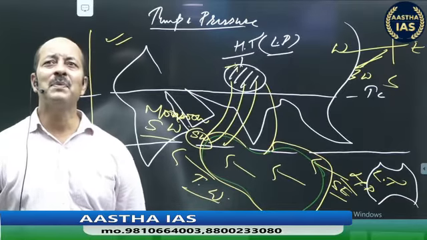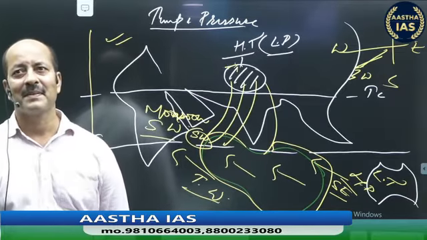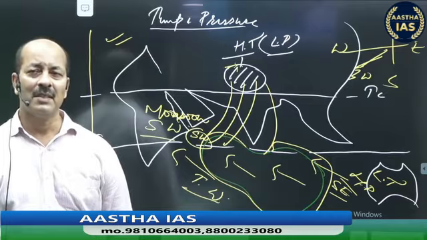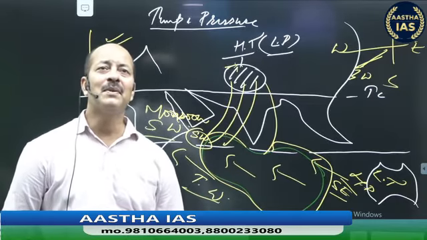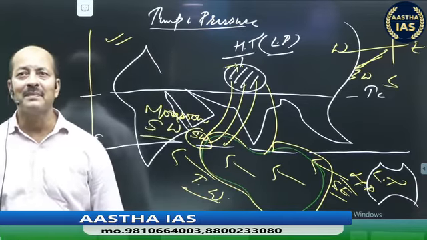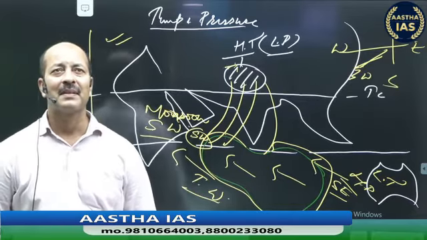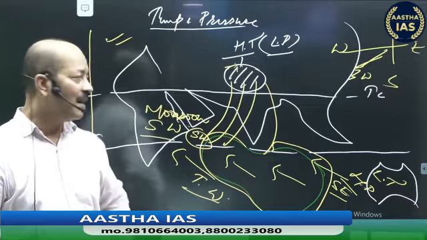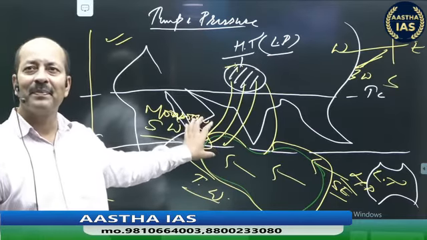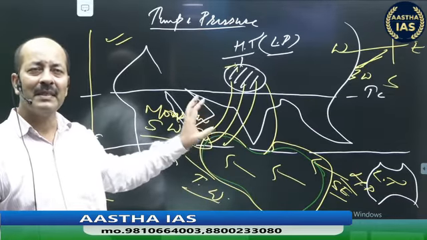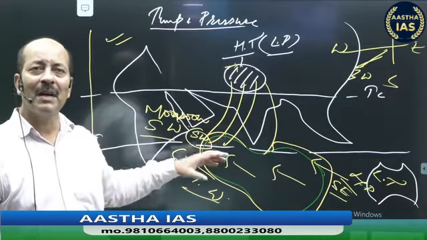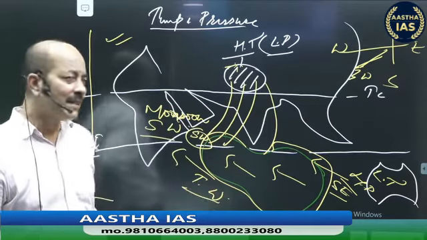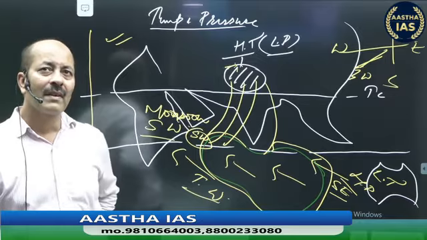Right, wind blows from high pressure to low pressure. Write as a note: wind blows from high pressure to a low pressure area. This is the first statement I have given you. Was that clear?